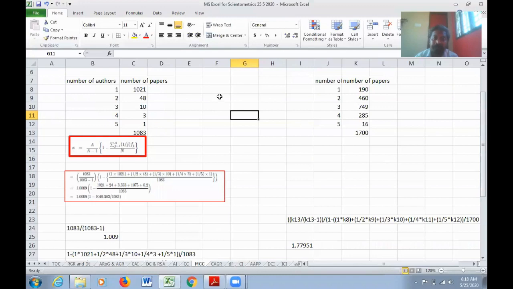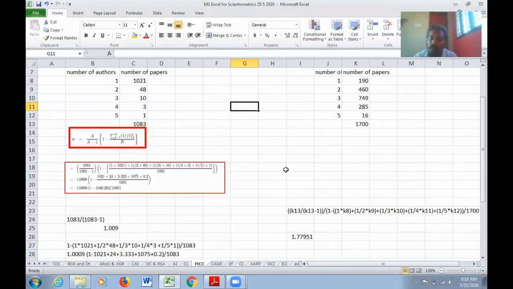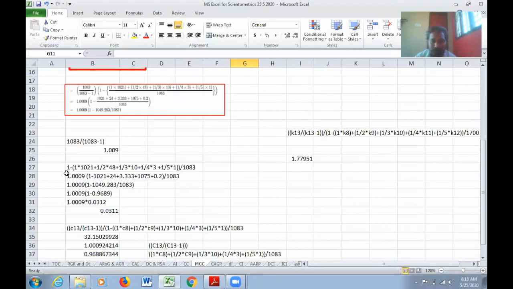Fine. So what is the formula? It is the same formula you used for the collaborative coefficient. Only one thing is added in the beginning: total publications divided by total publications minus 1. You calculate this, and whatever you get, multiply it with the collaborative coefficient you found previously, and you will get the answer. The same formula: 1 minus [1 into single author, 1 by 2 into 2 authors, 1 by 3 into 3 authors, 1 by 4 into 4 authors, 1 by 5 into 5 authors], divided by total publications. This is the formula we use for the collaborative coefficient, and this is to be multiplied by this answer.